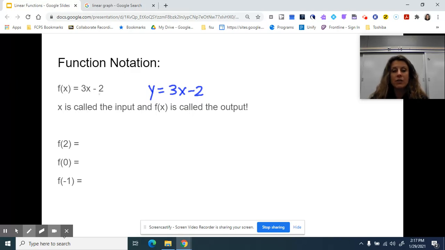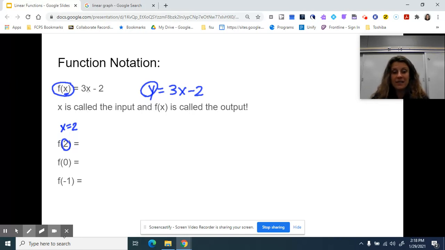Okay, but in function notation, we do have to remember that the x is the input and f of x is the output. Okay, or x is x and f of x is y. But we tend to call them inputs and outputs when we have function notation. So this first example, we have an input of 2. So that means that x equals 2. X is always the input, y is the output.